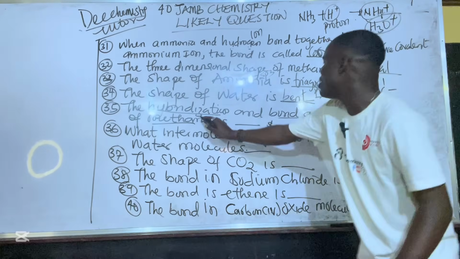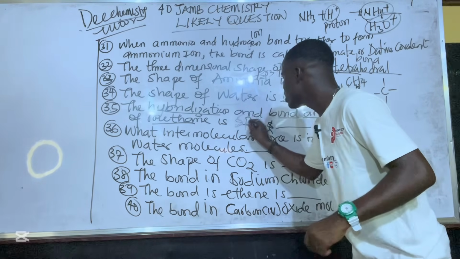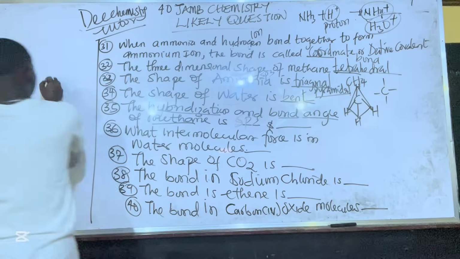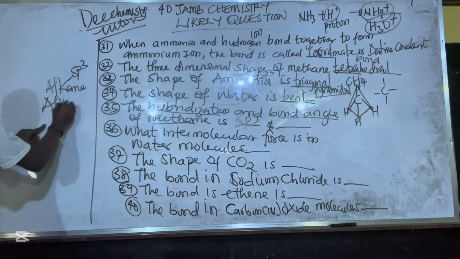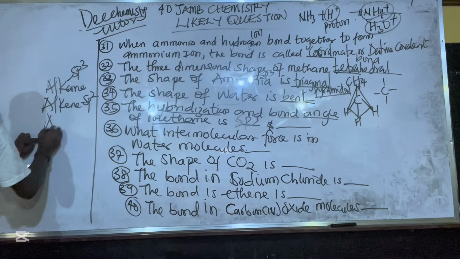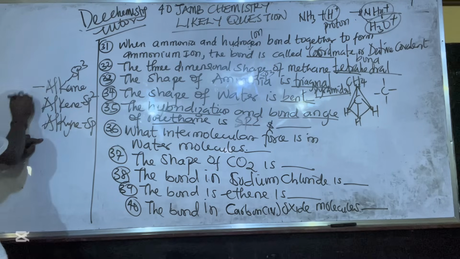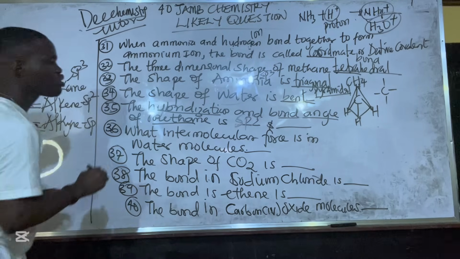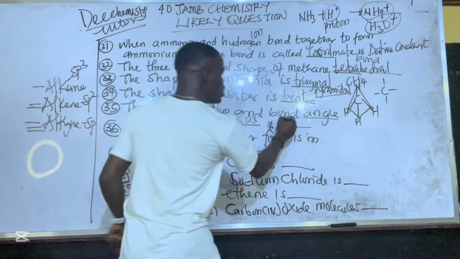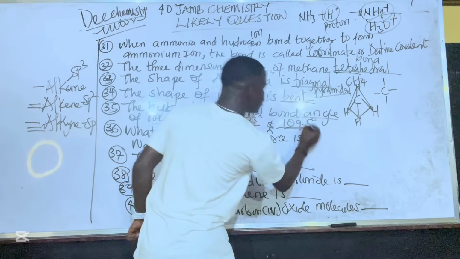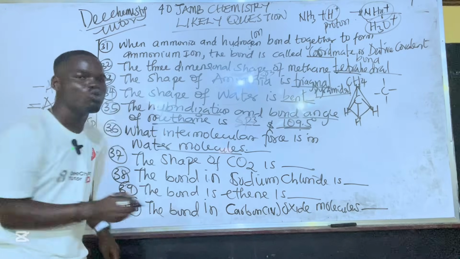Now, the hybridization and bond angle of methane is dash. Please note that methane is also sp3. In fact, you must know this, because it's a common JAMB question: alkane is sp3, alkene is sp2, and alkyne is sp. That is the single bond, the double bond, and the triple bond. You must take note of that. So it is sp3. Now, what is the bond angle? It is 109.5 degrees. Now, what intermolecular force is in water molecules? Look at the word.